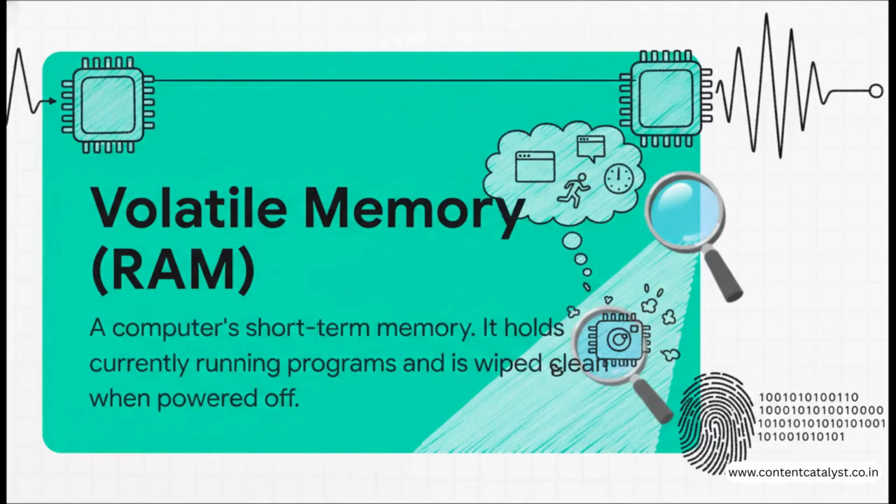So what is RAM really? Well, the best way to think of it is like a computer's consciousness. It's a temporary workspace holding every single thing that's currently open and running. And here's the catch. It's volatile. That means the second you power off that computer, its entire consciousness and all the evidence inside vanishes. Poof, gone forever. For an investigator, it's a race against the clock to get a perfect snapshot of that memory while the machine is still running.